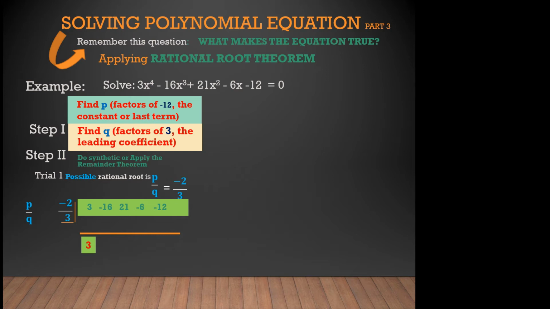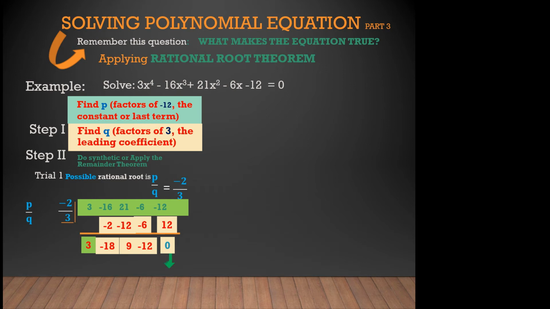3 times negative 2 divided by 3 will give us negative 2. Combine negative 16 and negative 2, the answer is negative 18. Negative 18 multiplied by negative 2 and then divided by 3, the answer is negative 12. 21 combined with negative 12 is positive 9. Positive 9 times negative 2 divided by 3 will give us negative 6. Negative 6 combined with negative 6 is negative 12. Negative 12 multiplied with negative 2 divided by 3 will give us positive 12. Negative 12 combined with positive 12 will give us 0.